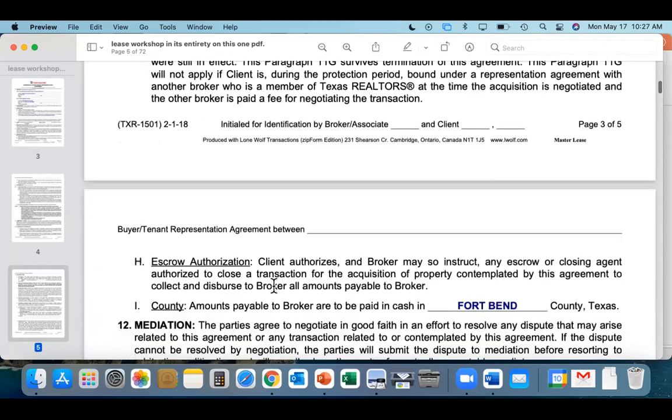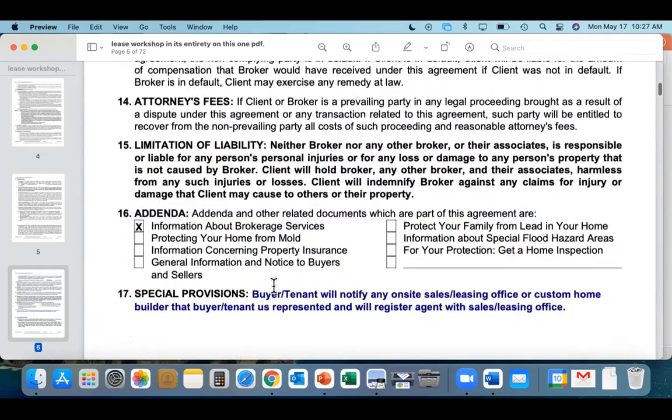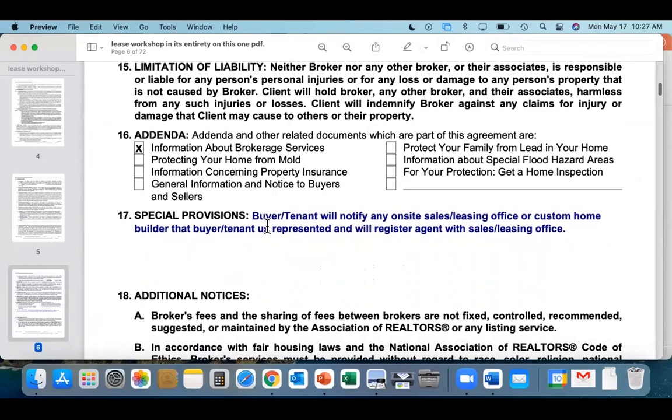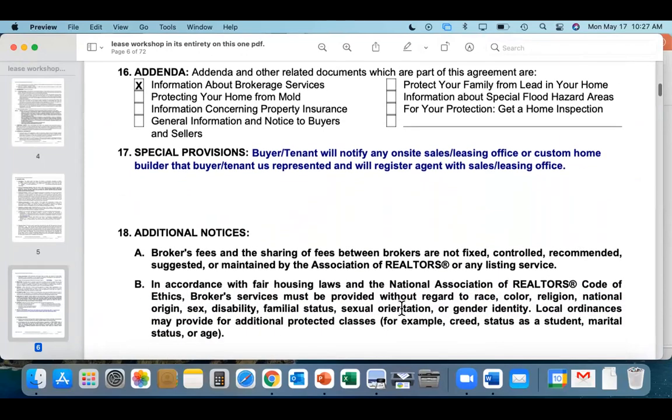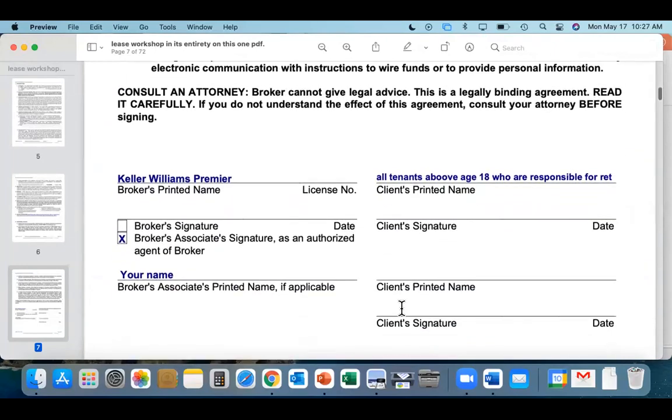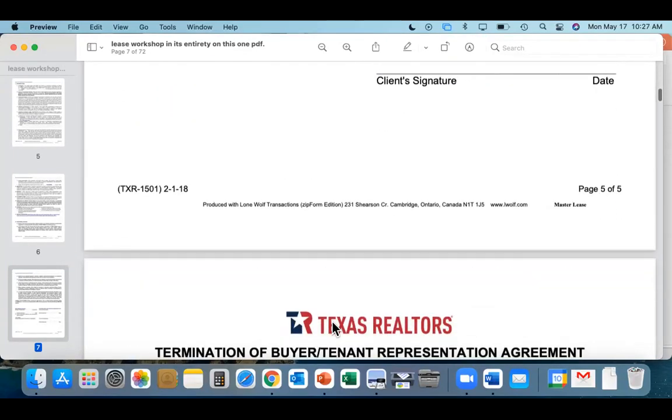There's a protection period in there. So this is pretty standard. The only thing I added in this one was in special provisions. I put in there that buyer tenant will notify any on-site sales or leasing office or custom home builder that buyer tenant is represented and will register agent with sales leasing office. That's a typo, that should be is. And then the only other changes I did on that, I think that's it.